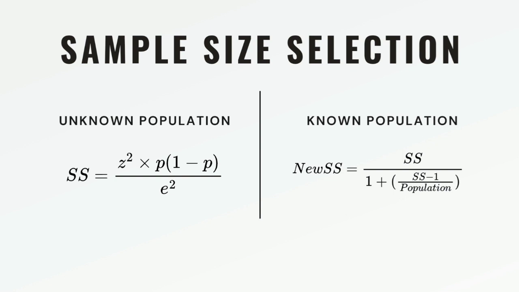Even if we know the population, what we generally do is apply the sample size for unknown population first, and then take that sample size and put it in the equation for known population. That is how we do it. So these are the formulas with which we do it. In the coming slides, I will explain to you the entire calculation, what all values are to be substituted and everything. So not to worry over there.